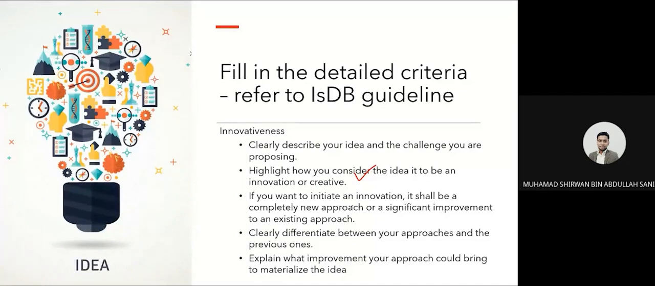And then if you want to initiate an innovation, a new thing, make sure it's completely a new approach or a significant improvement to an existing approach, meaning that you can use other ideas that already exist, but you want to enhance or improve them, make them better, make them more reachable, for example. So this is the strategy, okay? Make sure you differentiate between your approach and the previous one, and then explain what improvement your approach could bring to materialize the idea. So this is on innovativeness, meaning that it's not only a new idea, but it also allows you to improve an idea which has been done by previous activities or studies, okay?